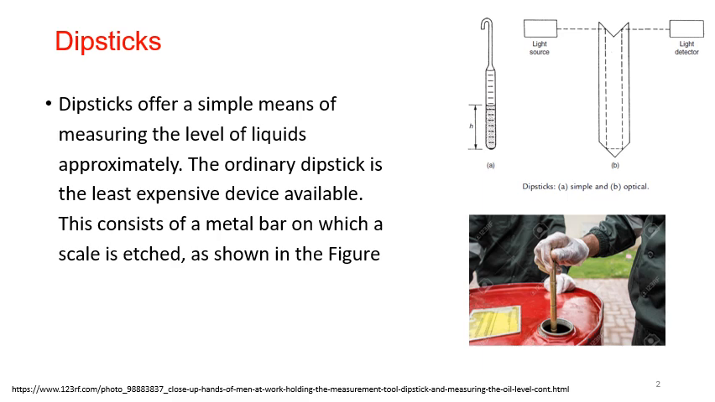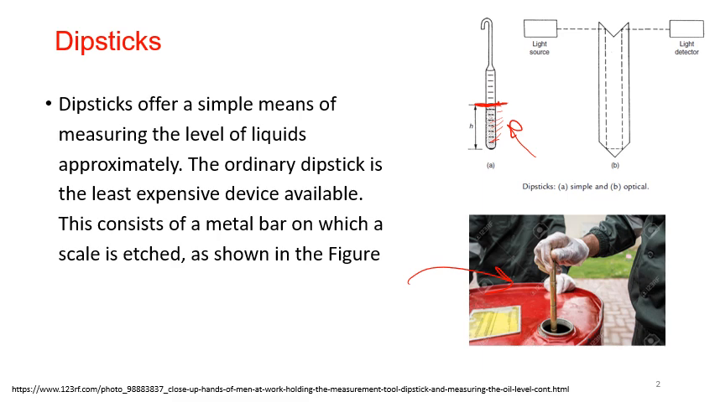Dipstick is a kind of level measurement. A dipstick is nothing but a stick, and we insert it inside the tank whose level we want to measure, as seen in this picture. So he has the dipstick, which has a range, a scale on it. He will put it inside, take it up and measure the quantity or the level of liquid inside the tank.